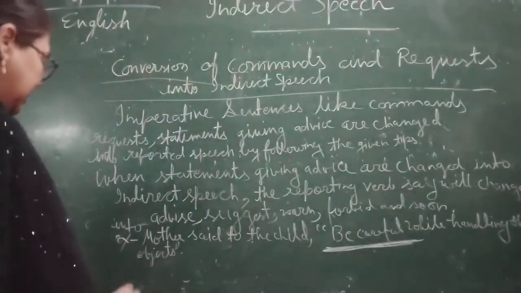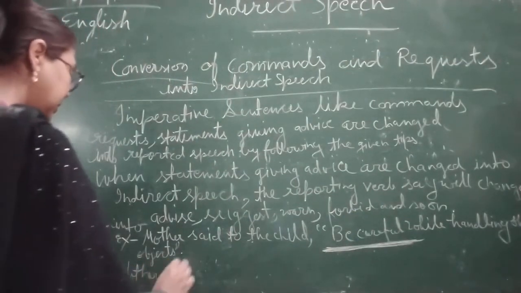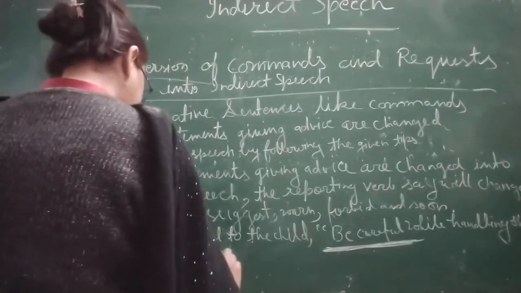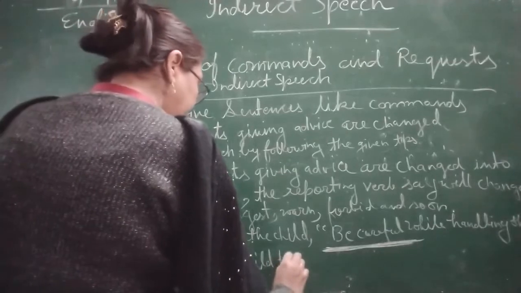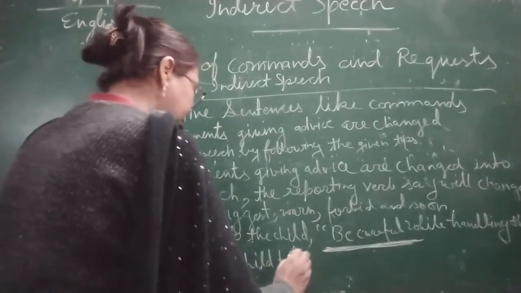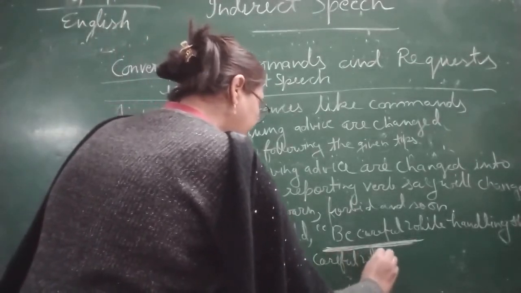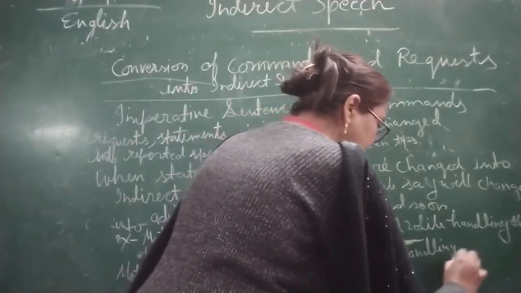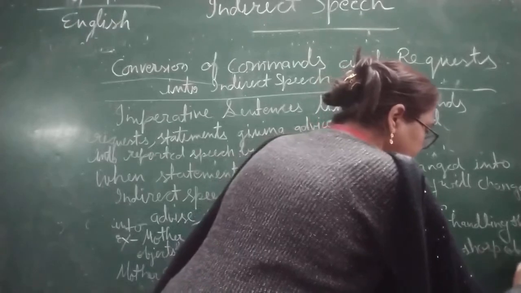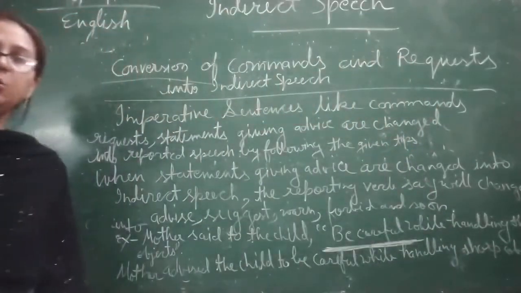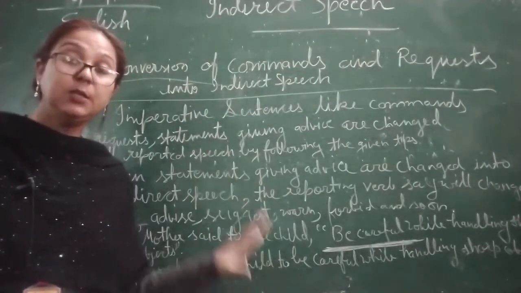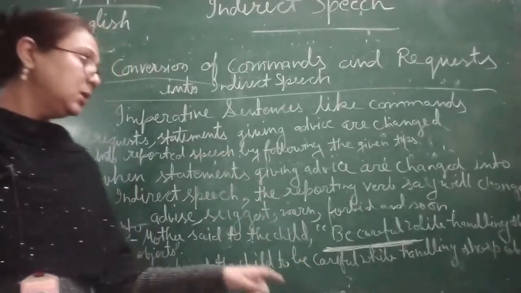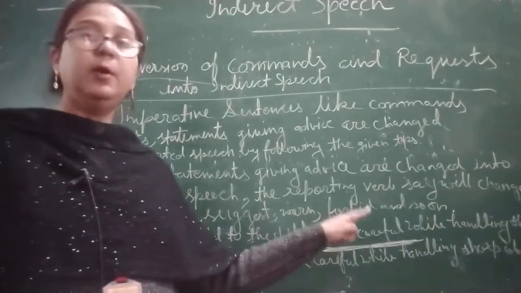So here in the indirect speech you can write, mother advised the child to be careful while handling sharp objects. So children, this is the way you can convert direct to indirect speech if the statement is given in the form of advice. In that we will use words like suggest, advise, warn, forbid, and so on.